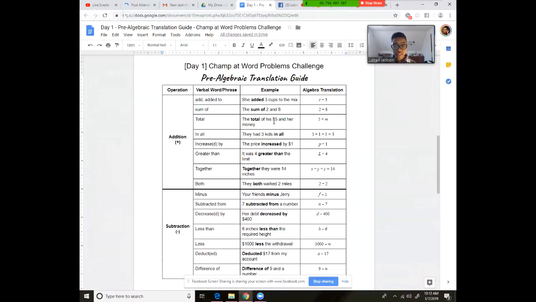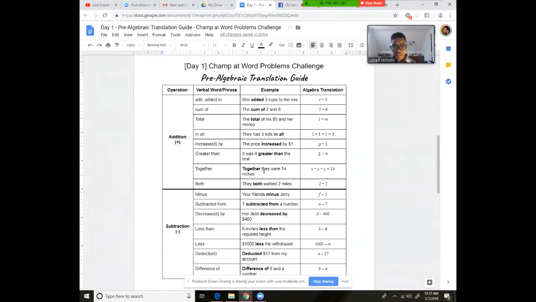The total of his $5 and her money. So here we have an unknown. The unknown is her money. And so we're just going to say that that's M. M means money. And the $5 plus M is the algebraic translation of this verbal phrase.